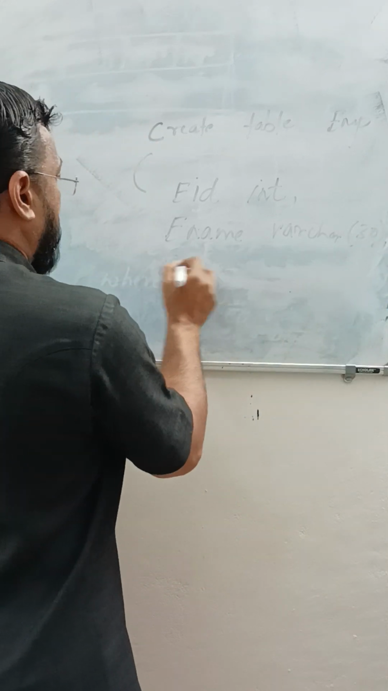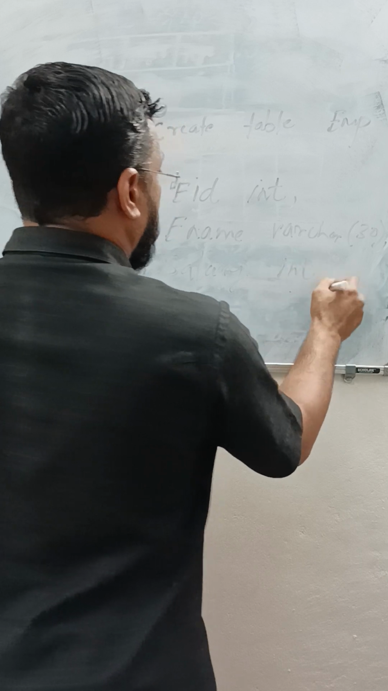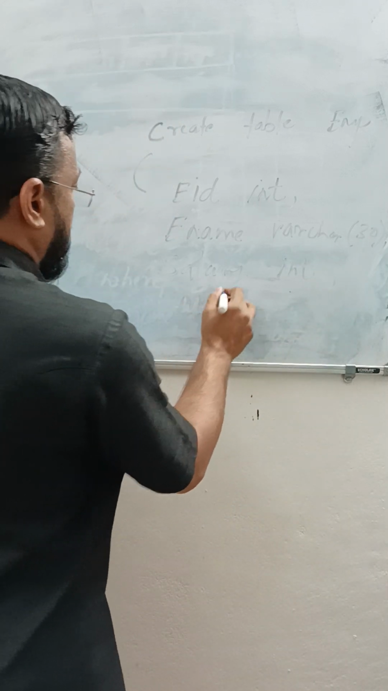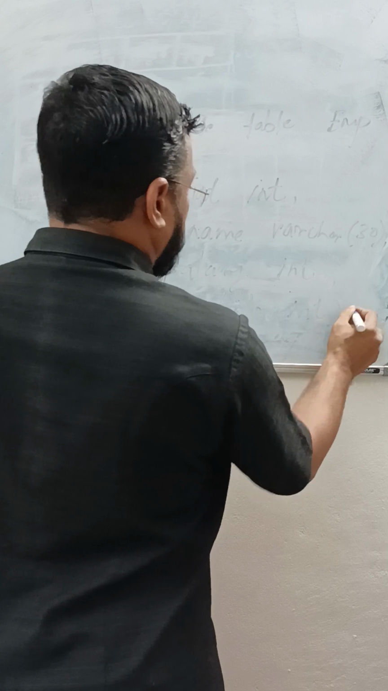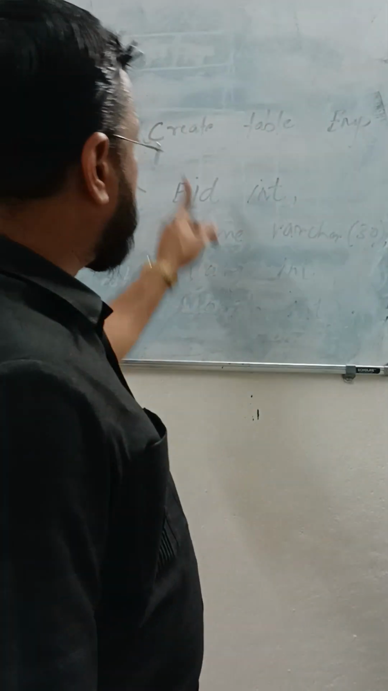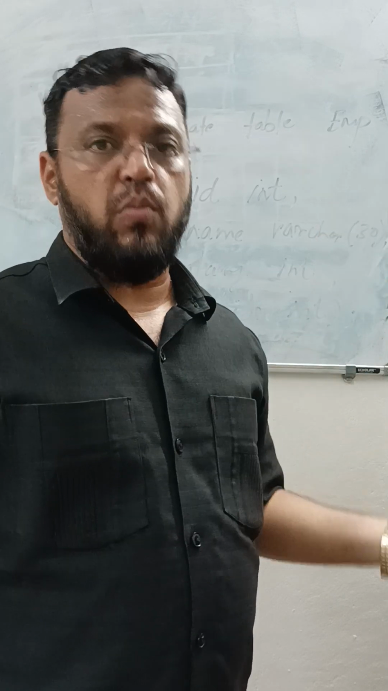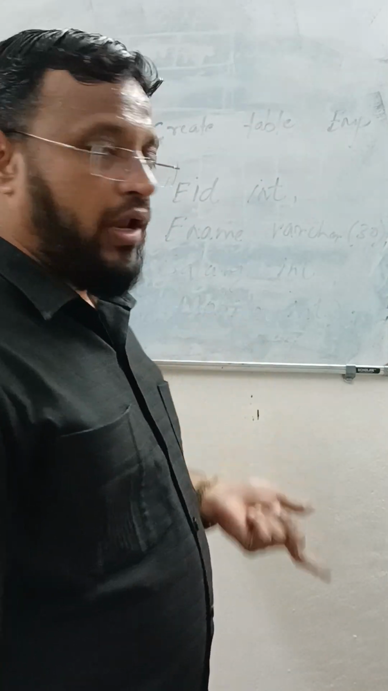And it may have a salary, again integer, and it may have a mobile number, again integer. For example, we will use this very simple command. This will create one table, a table employee with these four attributes.